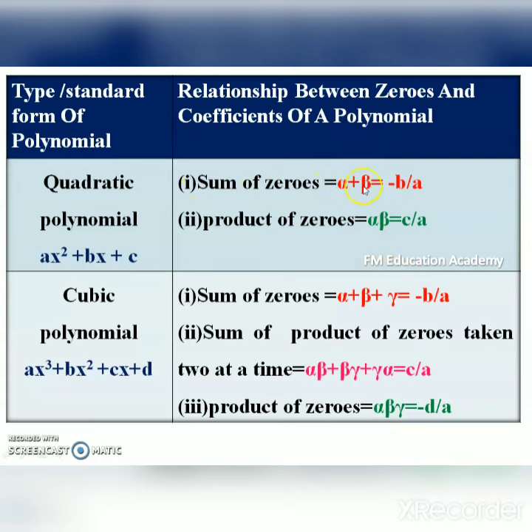So sum of zeros alpha plus beta is minus b by a. You should remember this. That is this coefficient. Minus is there in formula, this coefficient divided by this coefficient of x squared, a. And product of zeros is alpha into beta. Product means alpha into beta, that is equals to c by a.